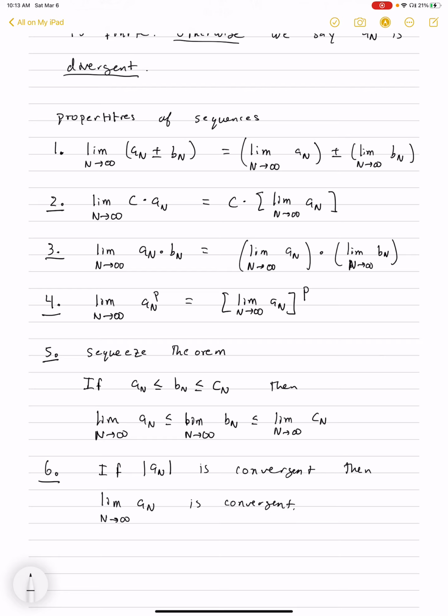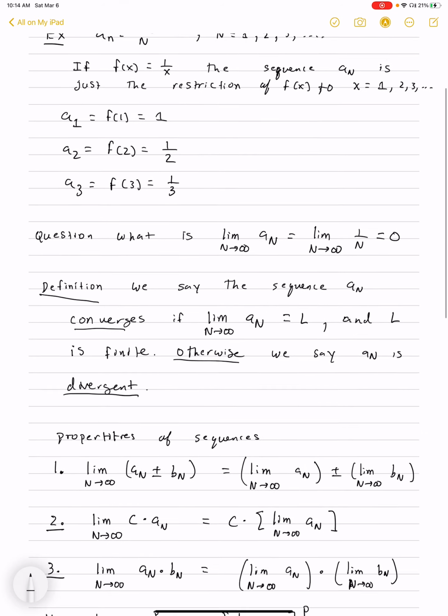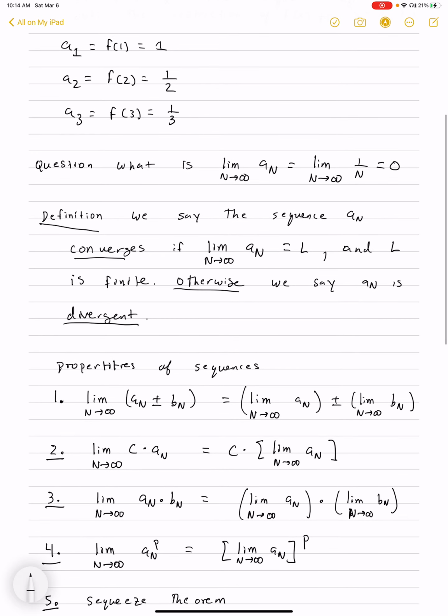I want to emphasize here that right now we were able to calculate the limit. Like in this very first example, we said that the limit as n goes to infinity of 1 over n is 0. That's great. But there are going to be instances in which we only ask if it converges or diverges, and we won't be able to compute explicitly what the limit is.